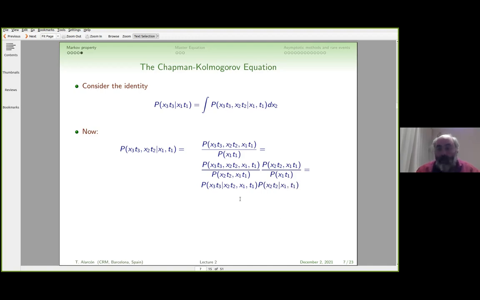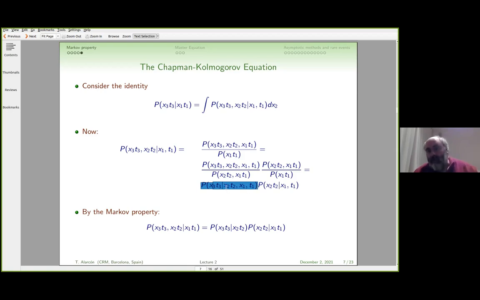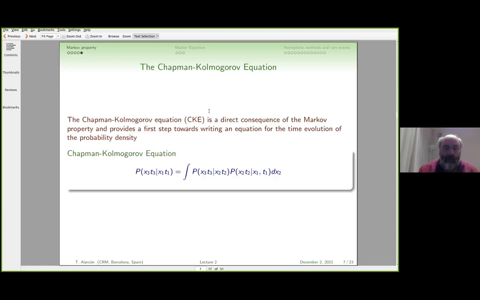Now we apply the Markov property to this one. If the system is a Markov process, this conditional probability is only conditioned to x2. X1 we can forget because it belongs to the past of the system. So we can write this integrand in this way: the product of the two transition probabilities. Now we put this expression back in the integral, and what we have is the Chapman-Kolmogorov equation.